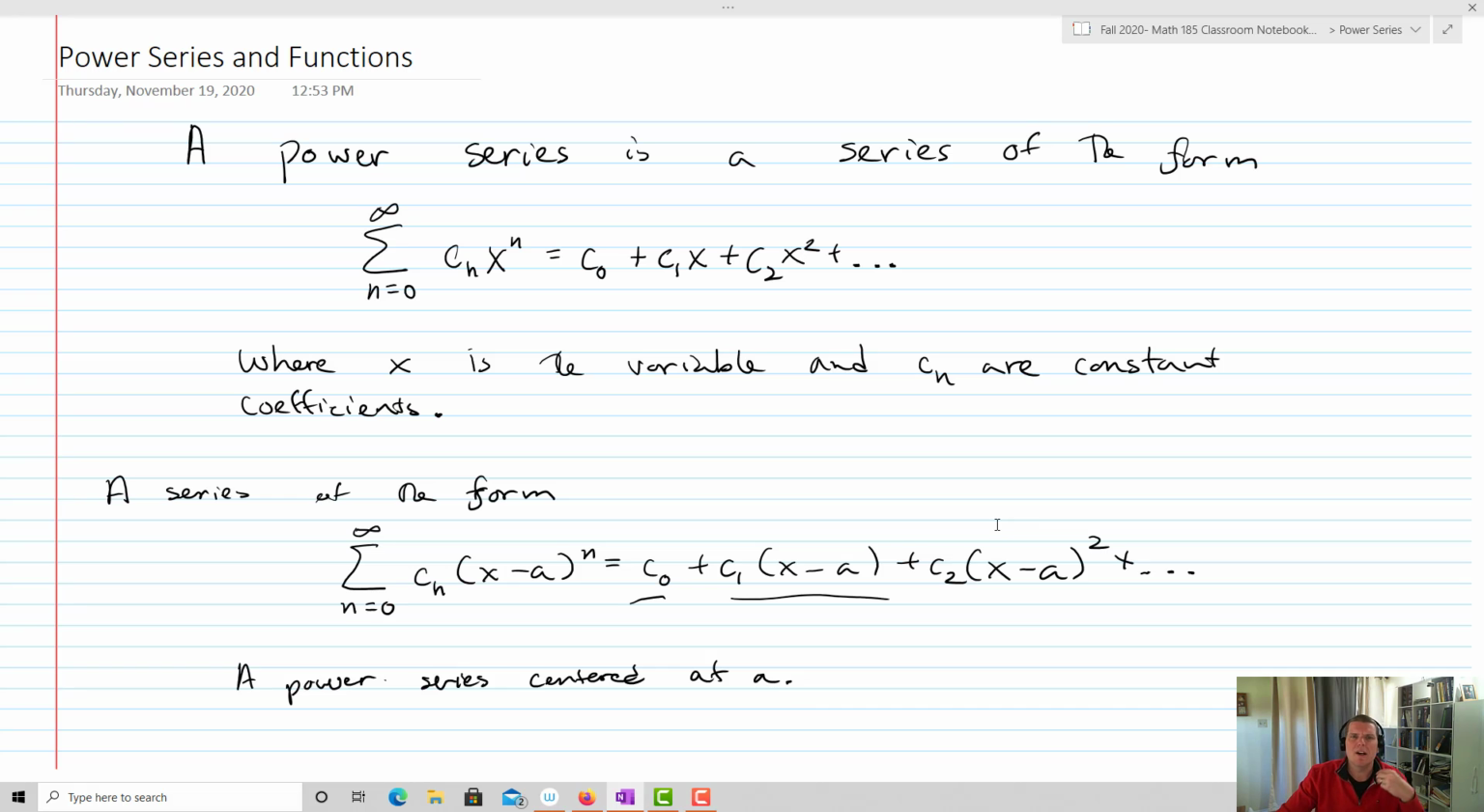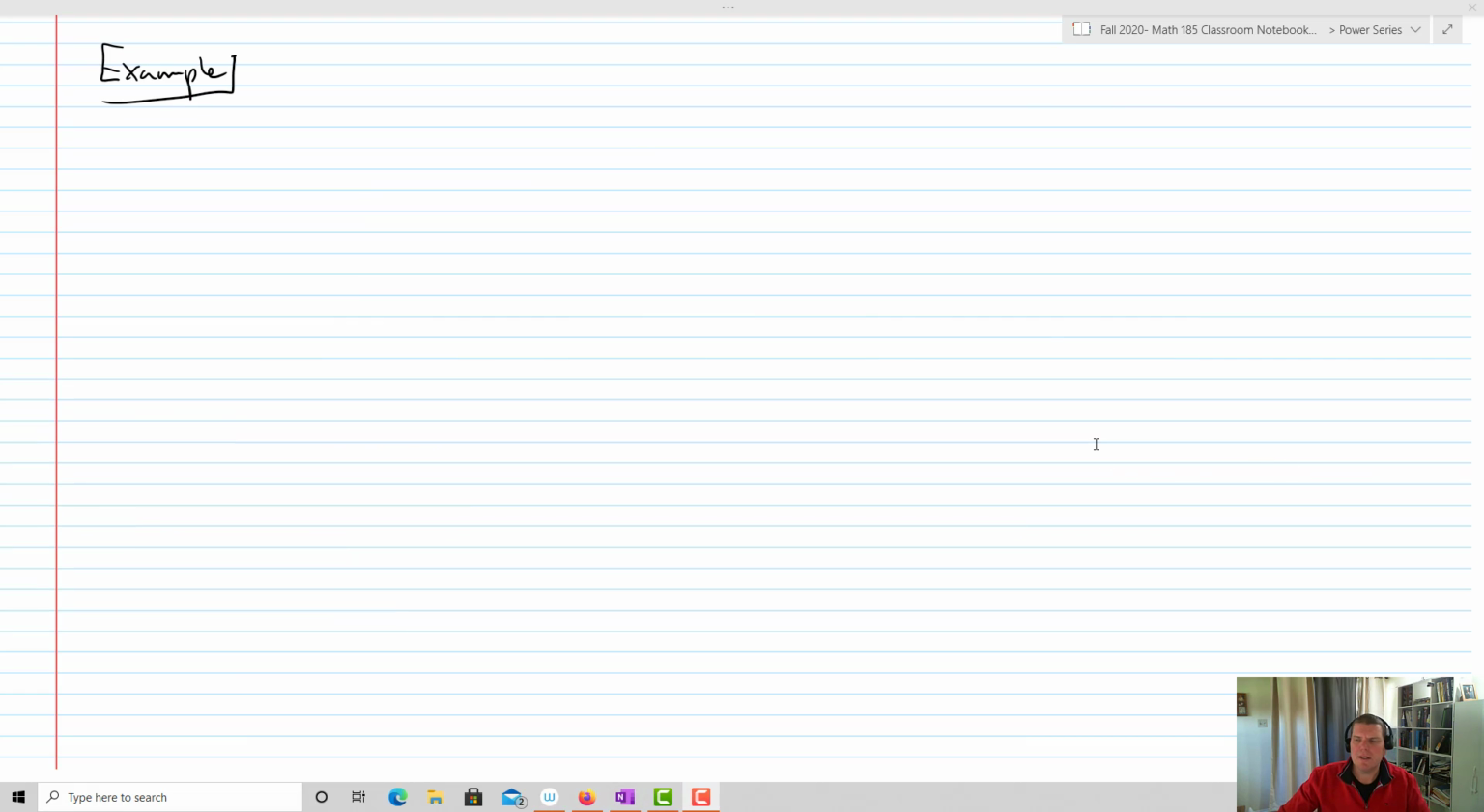So let's take a look at what we're going to be doing with these kinds of power series and why they are so important. Because it turns out they're really important, especially for the approximation of difficult functions. So let's look at an example.